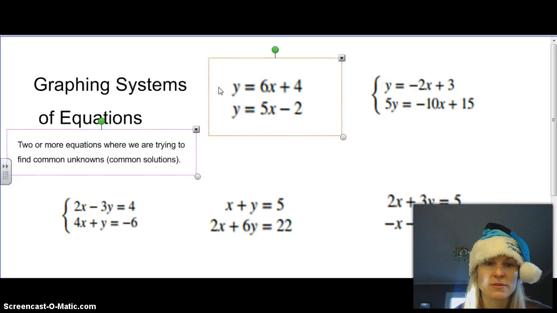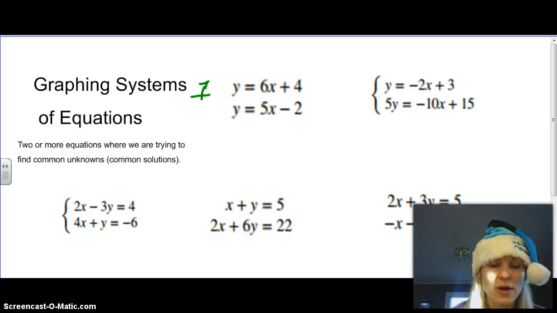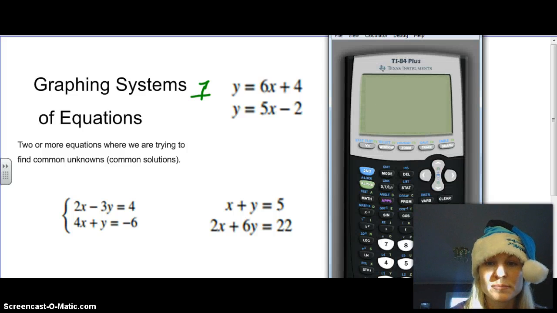Okay, we'll just name this one. All right, so it's in slope-intercept form, and you can see they have different slopes. So far we've been able to say that this has one solution, because obviously these are intersecting lines because they have different slopes. Our next step is to find out what that solution is, and we can use our graphing calculator to help us with that.